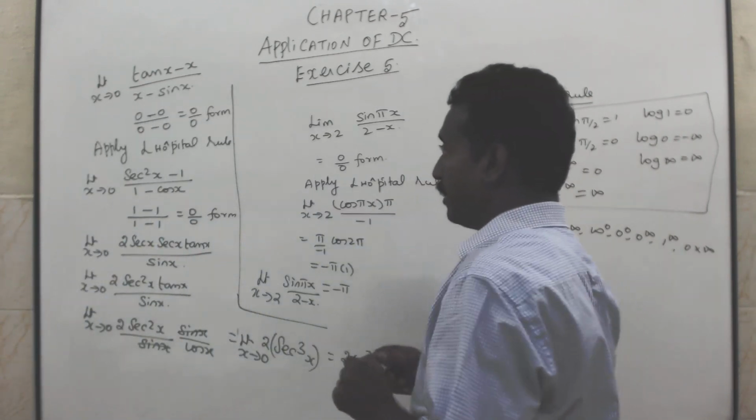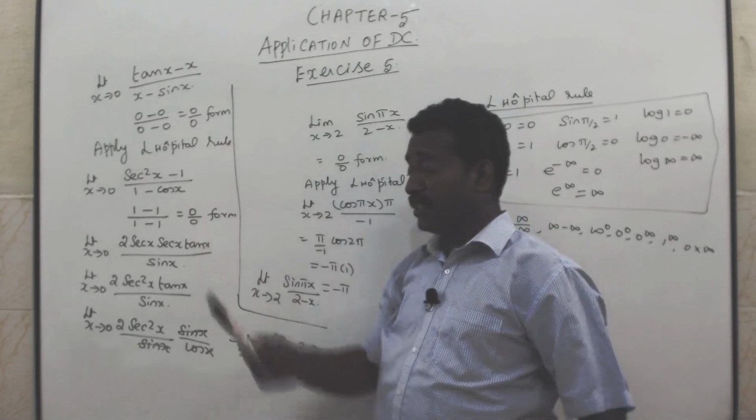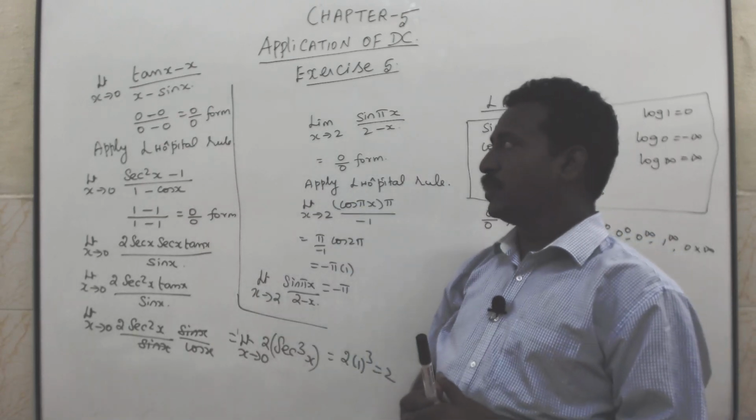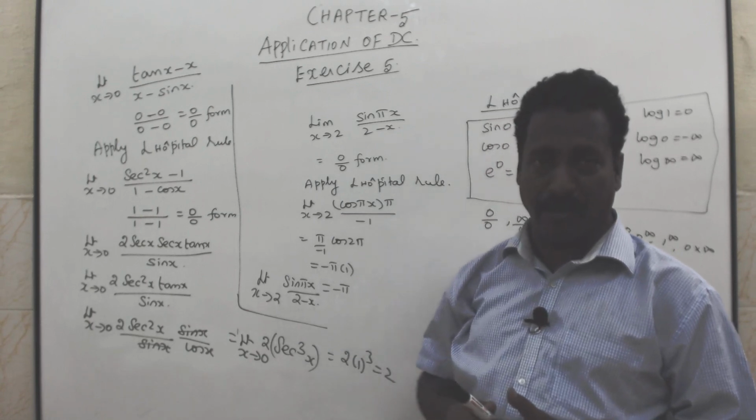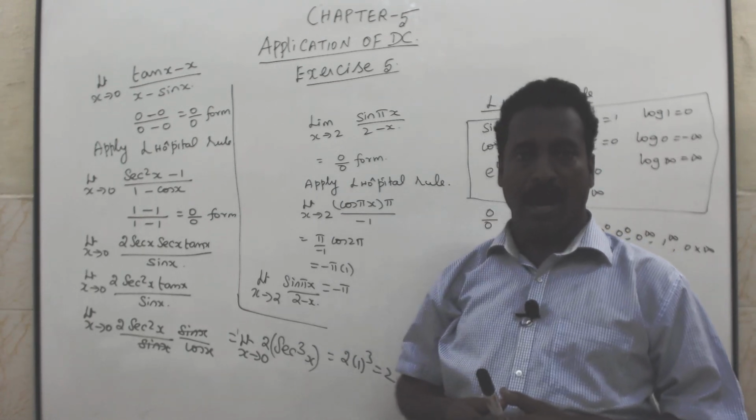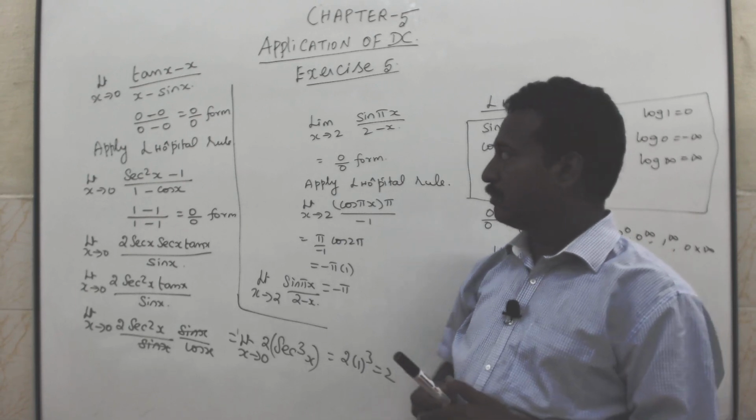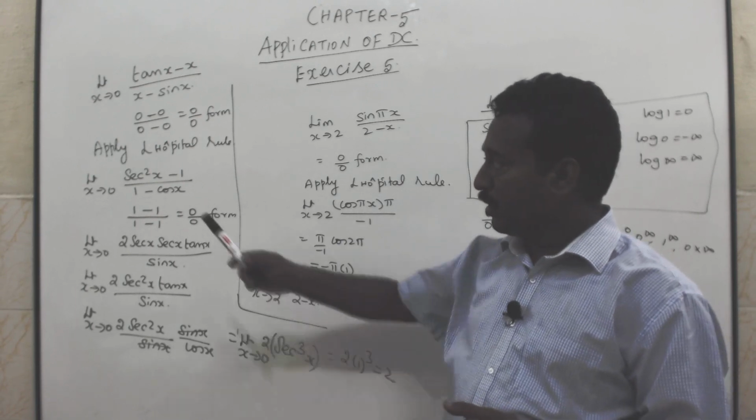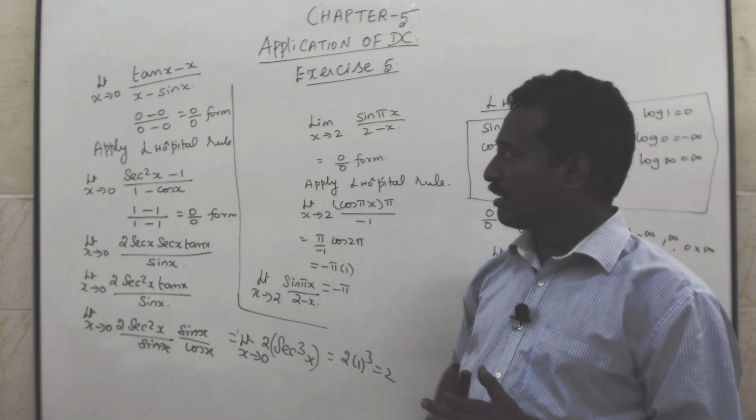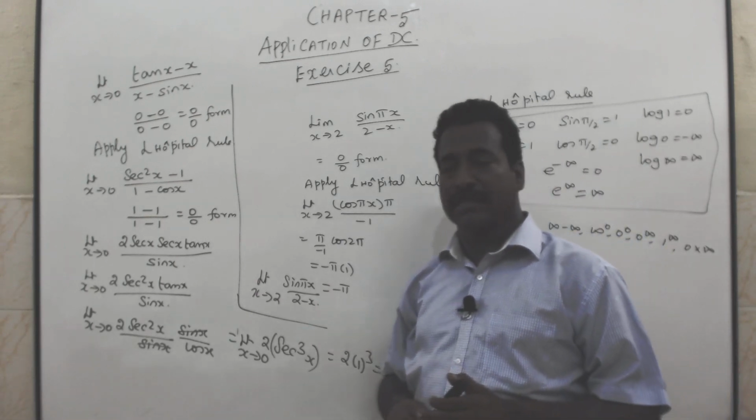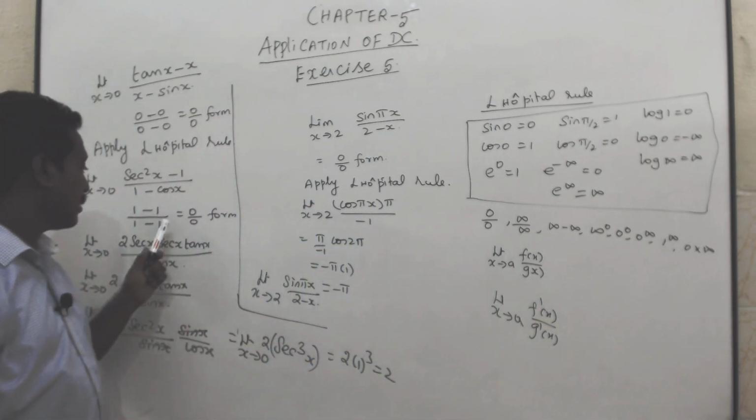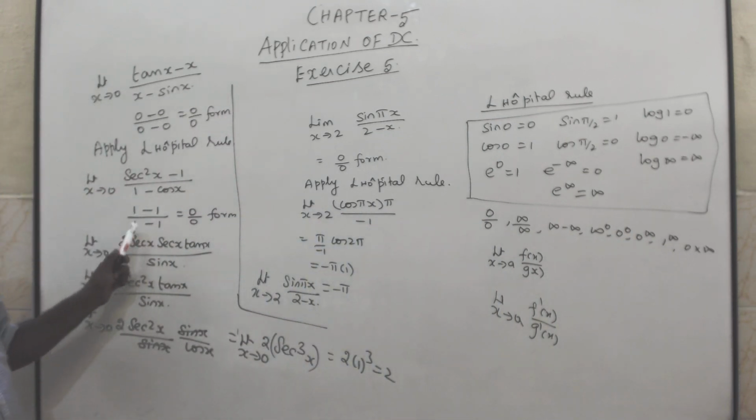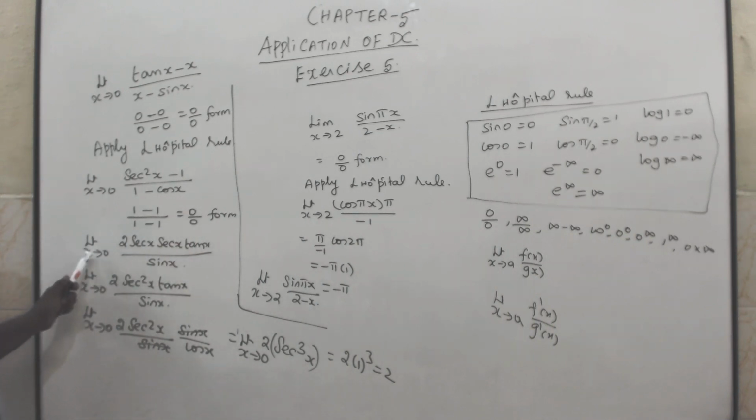Once again, put x equal to 0. Tan 0 is 0, minus 0, and sin 0 is 0, so 0 by 0 indeterminate form. Apply L'Hospital rule. Limit x tends to 0: tan x differentiation is secant square x, x differentiation is 1, and x minus sin x gives 1 minus cos x. Now apply the limit: 1 minus 1 by 0 form. If it is indeterminate form, apply L'Hospital rule.